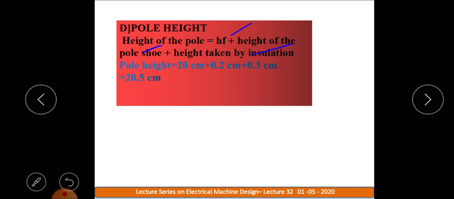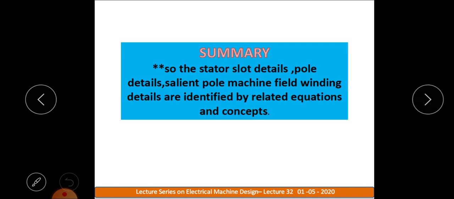The 32 poles are to be arranged. So with this lecture, for the salient pole machine, the field winding details are identified by the related equations and concepts. So the fundamental equations, stepwise, we are going to remember.